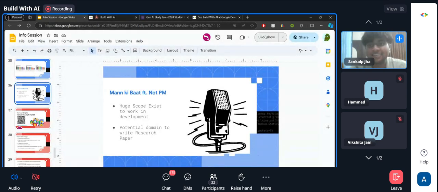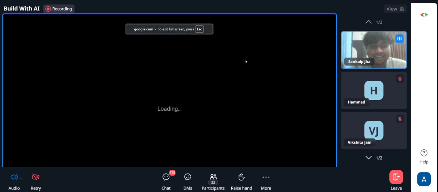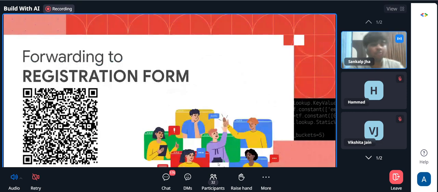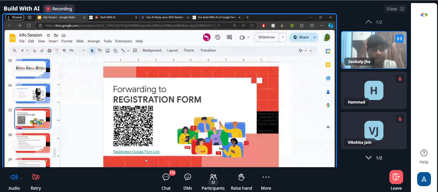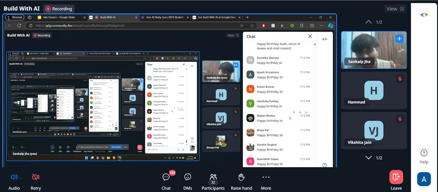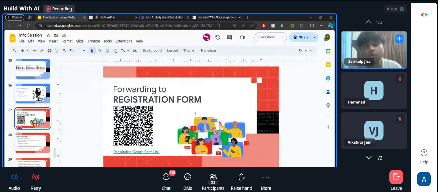And yes, so featuring Man Ki Baat with not our Prime Minister, and following the registration form. So this is a registration form you guys are supposed to fill. Let's have a look at what this form is about, because this is the form which will make you registered for the GenAI study jams, starting from the 11th October to 11th November. So if you are interested in GenAI, and you feel GenAI is something to work upon, then this Google form is for you.